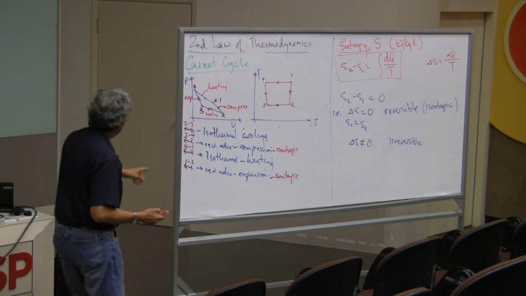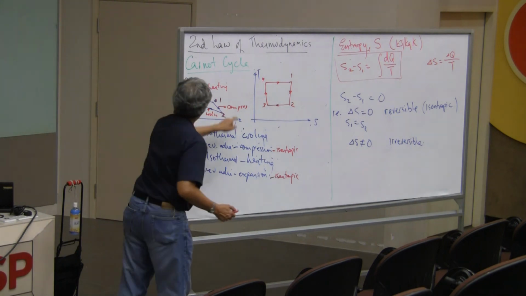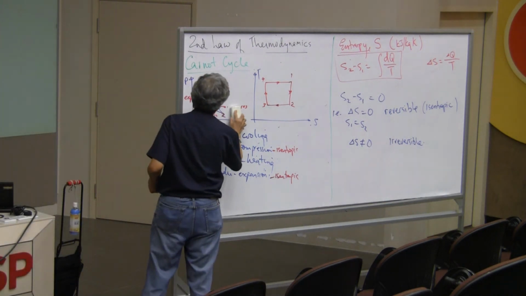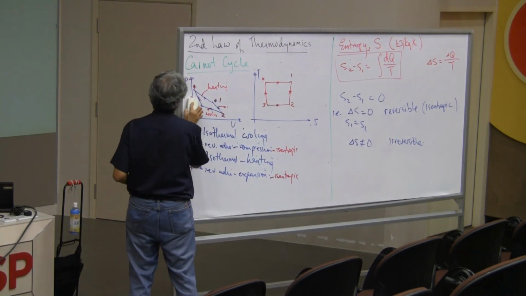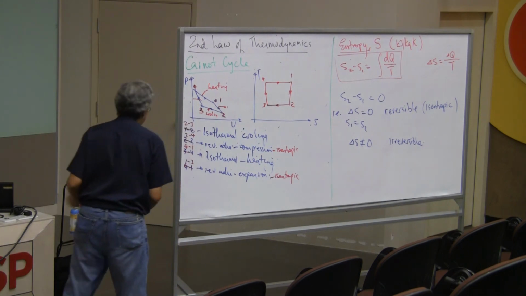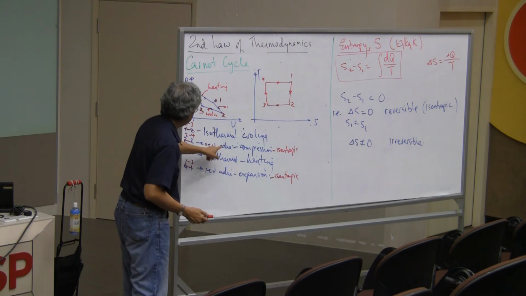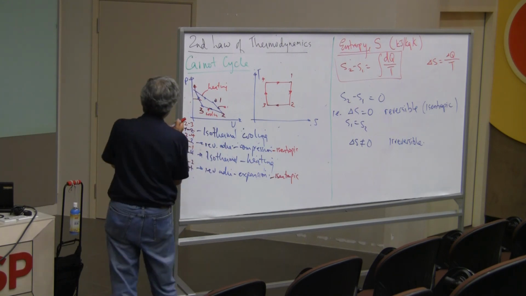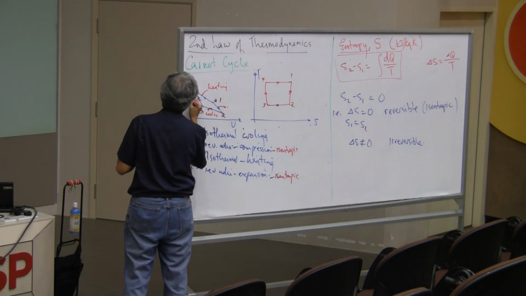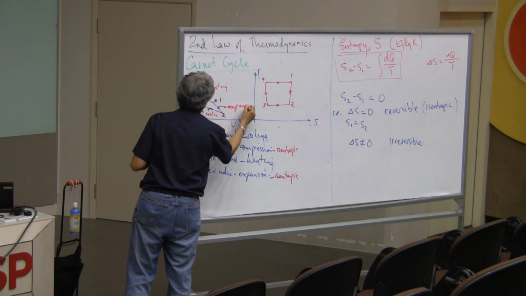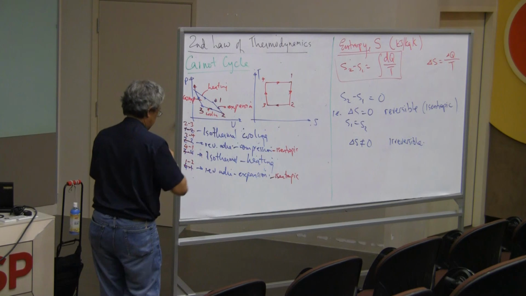No, wrong. 1 to 2 expansion, I got it wrong. This is expansion, 1 to 2 is expansion, I got it wrong. 3 to 4 is compression, this is compression. Then this is expansion.